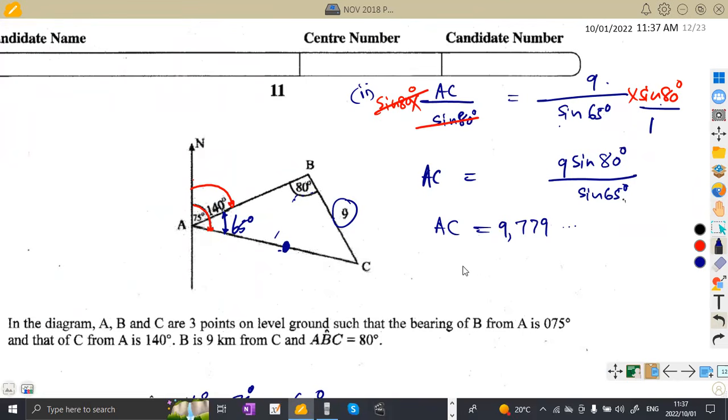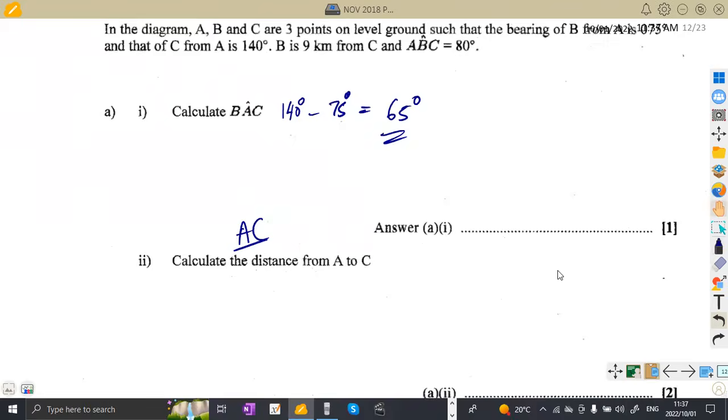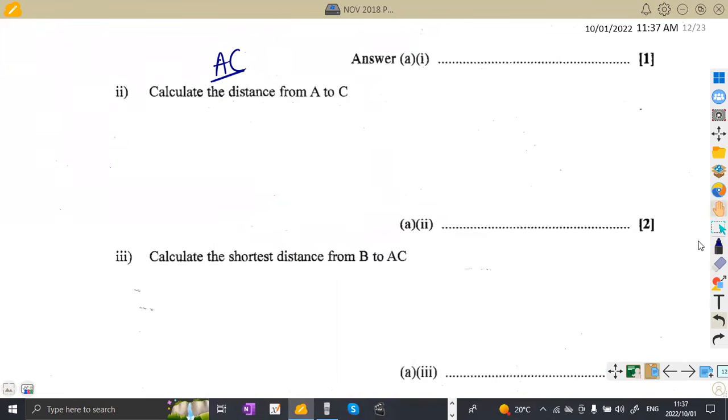Then to 3 significant figures, what are you going to have? That's 1, 2, 3. This 9 is going to change this 7 into 8. So it is going to be 9.78. Actually, these are kilometers. So that will be our AC, 9.78 kilometers.